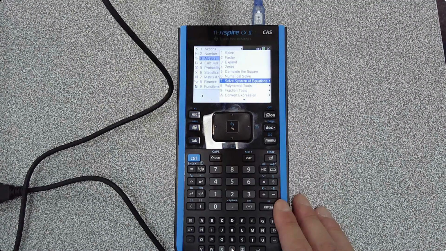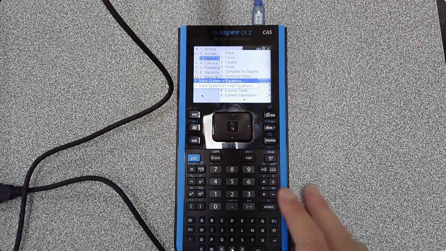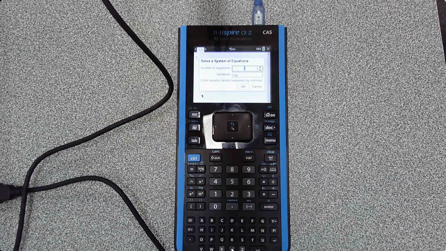It comes up with 1 or 2. So there are two options here. Solve system of equations or solve system of linear equations. In this case, it doesn't actually matter. Linear just means the calculator will do things faster because it knows what to do with linear stuff. Okay, so I'm just going to select the first one. It doesn't actually matter.